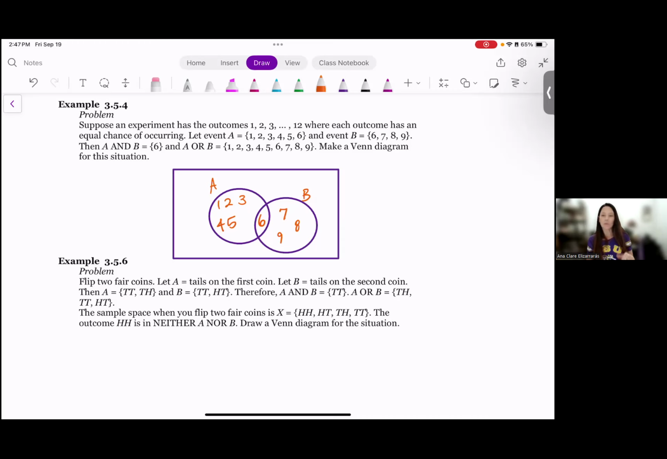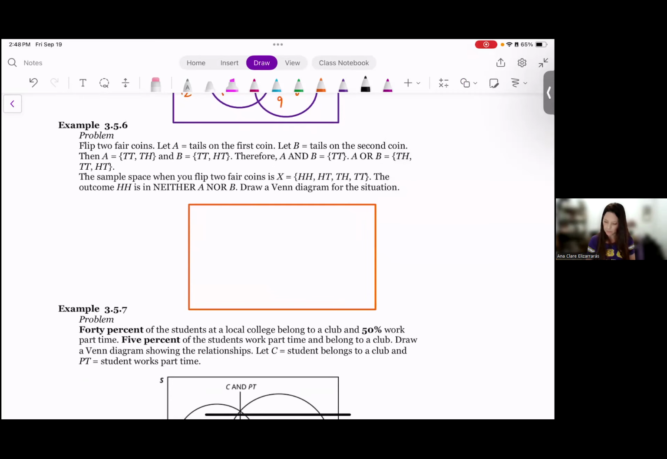My outcomes went through 12. So where do I put the 12? I have 10, 11, and 12 in the rectangle because that rectangle is my total sample space. So all the outcomes should be in that Venn diagram. Let's do one more like that. Draw my sample space rectangle, and then draw for my outcomes.